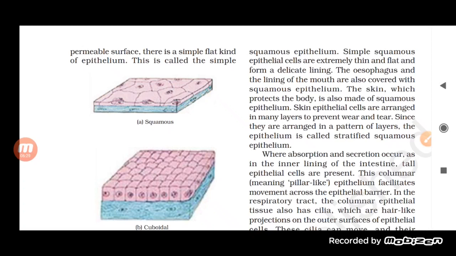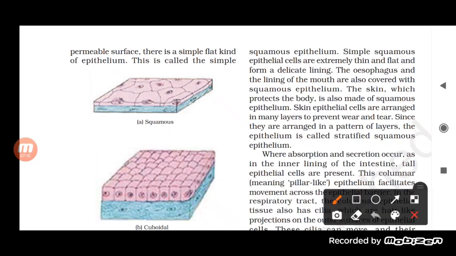Now skin epithelial cells are arranged in many layers in order to prevent any kind of wear and tear. When it was a single flat, base-like structure, that is called a simple squamous epithelial tissue. But if we talk about the skin, students, it consists of a lot of layers, and these layers help in preventing wear and tear. So there are different patterns of layers of epithelial tissue present there, and this we call stratified squamous epithelial tissue.